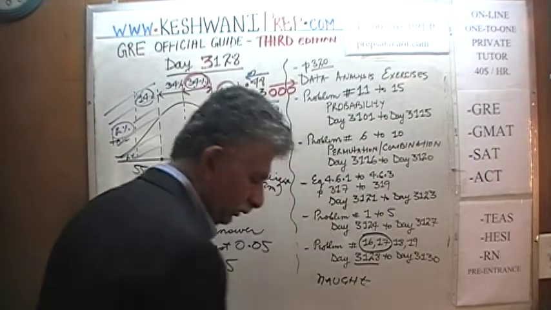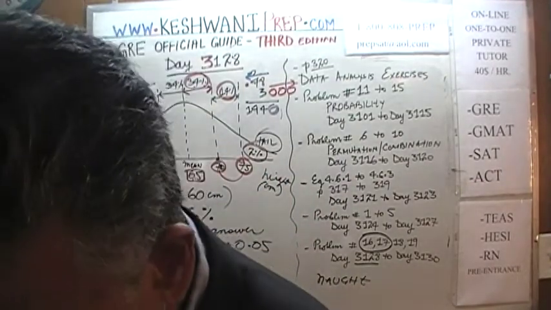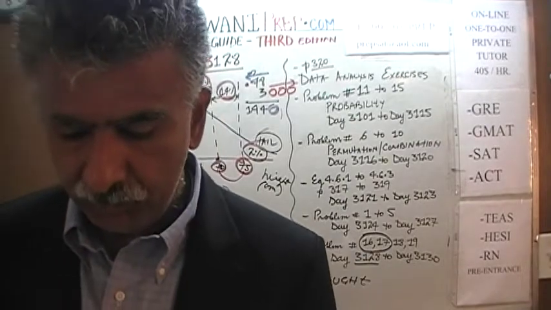N-A-U-G-H-T. It would have been all for naught. It's a vocabulary word we learned a long time ago in our vocabulary lessons.